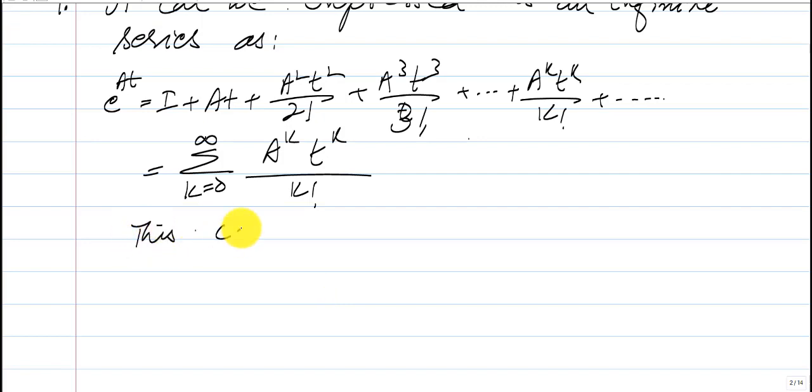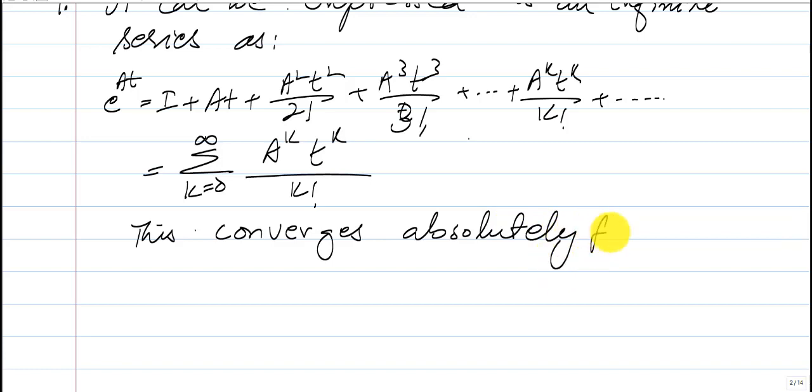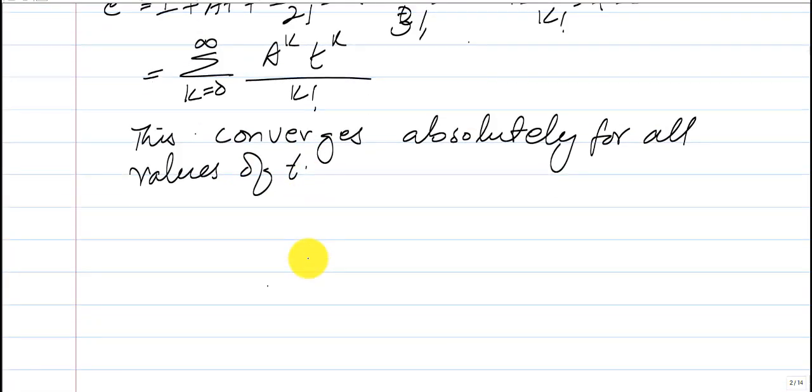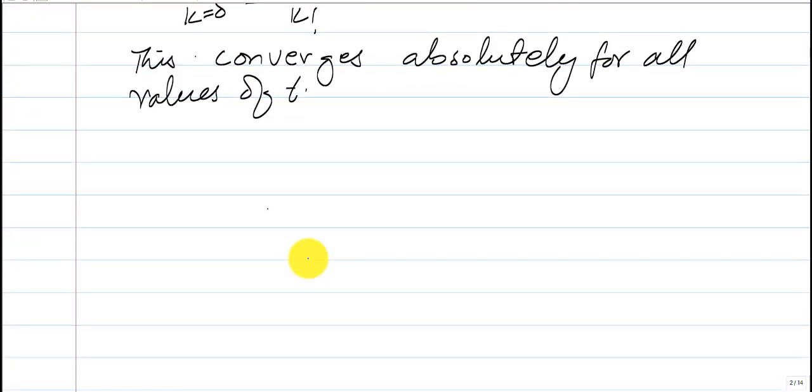So this is the first property of state transition matrix. The second property of state transition matrix is that if we evaluate the state transition matrix at time t equals 0, that will be the identity matrix.